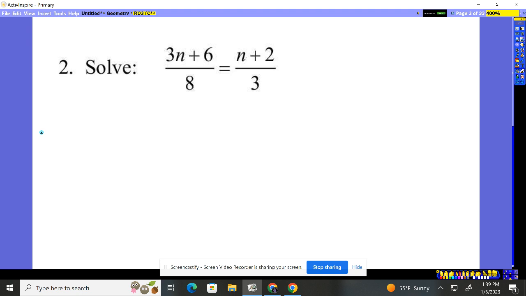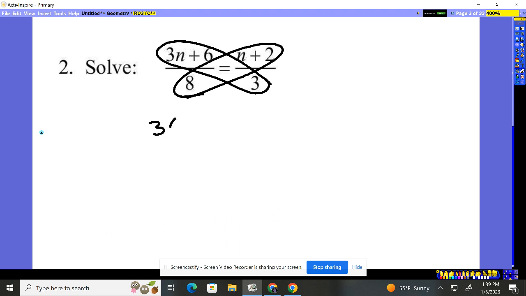Problem number 2, solve this. Well, we're going to cross multiply. We see this, the means extremes property. Okay, a little butterfly effect. So I have 3 times the 3n plus 6 equals 8 times the n plus 2. You got to remember to put those in parentheses, okay, because it's 3 times that whole thing up top and 8 times that whole thing up top.